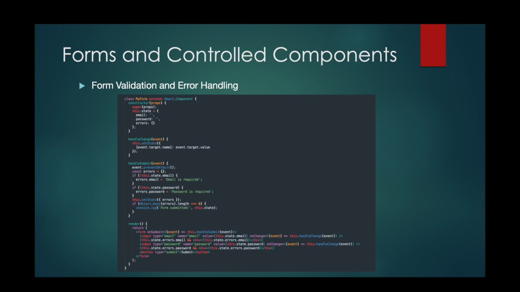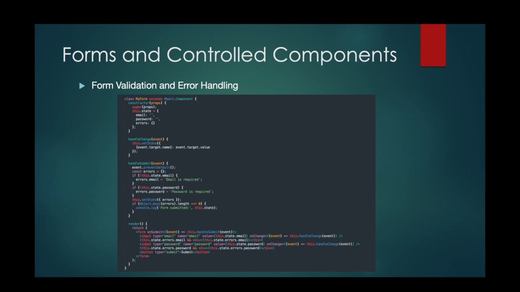Form validation and error handling. Form validation is the process of ensuring that user input meets certain criteria or constraints before submitting the form. React provides various techniques for form validation such as conditional rendering, input validation, and validation libraries like Formik or Yup. In this example, you'll see the form is validated by checking if the email and password fields are empty. If there are validation errors, error messages are displayed below the corresponding input fields.